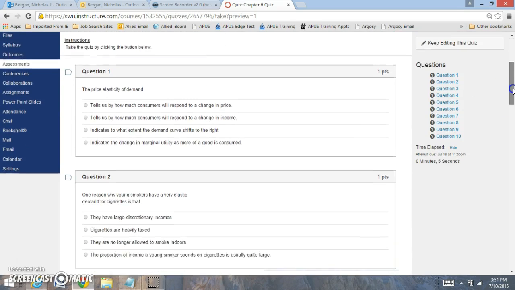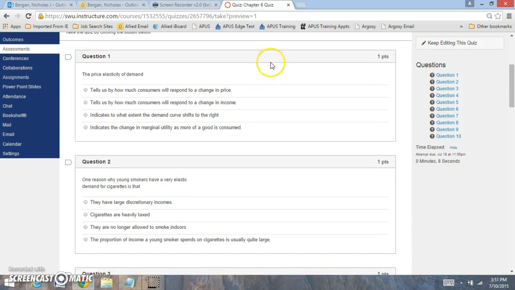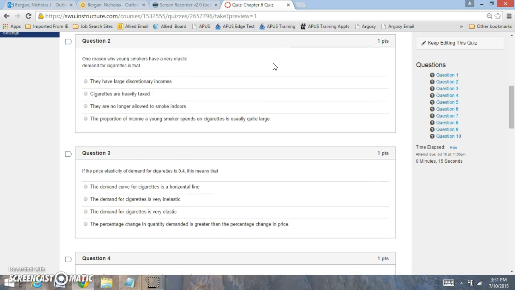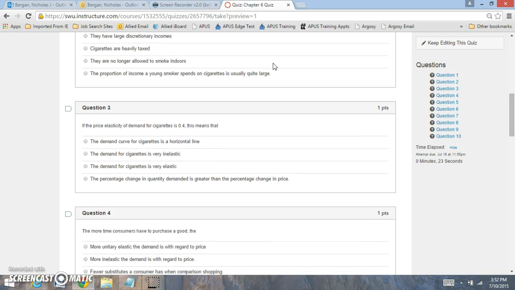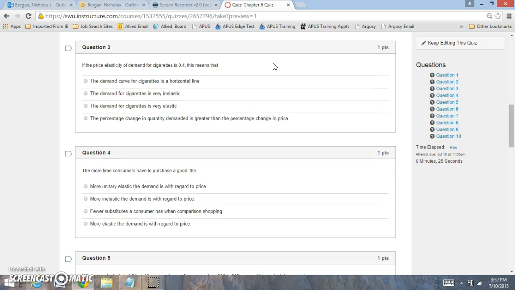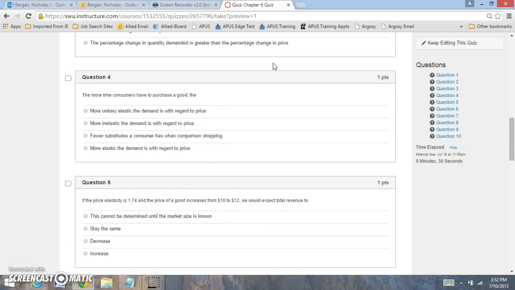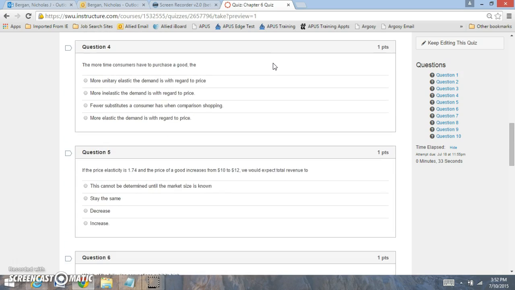Price elasticity of demand is looking at how consumers respond to price changes. So when there's a change of price, how do they change their demand? One reason why young smokers have a very elastic demand for cigarettes, think of their income levels. Price elasticity is 0.4. Anything less than 1 is inelastic. The more time consumers have to purchase a good, the more time they have to select other goods. So think of that in terms of elastic and inelastic.